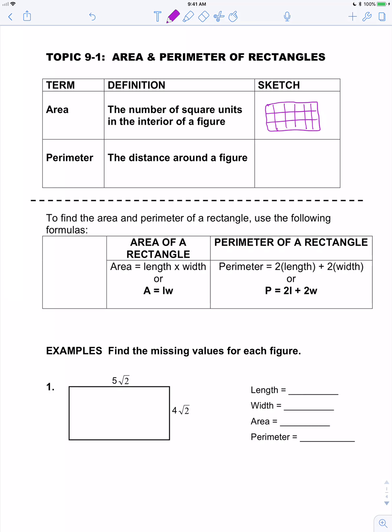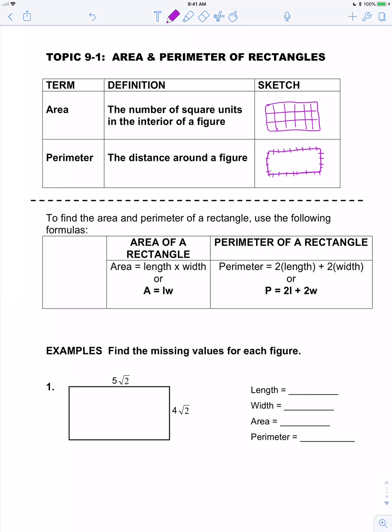So how many square units are inside that pasture or whatever. Okay, perimeter is the distance around the figure. So think about the fence that you have to build to hold the animals in or something. So the perimeter is all the outside edges.